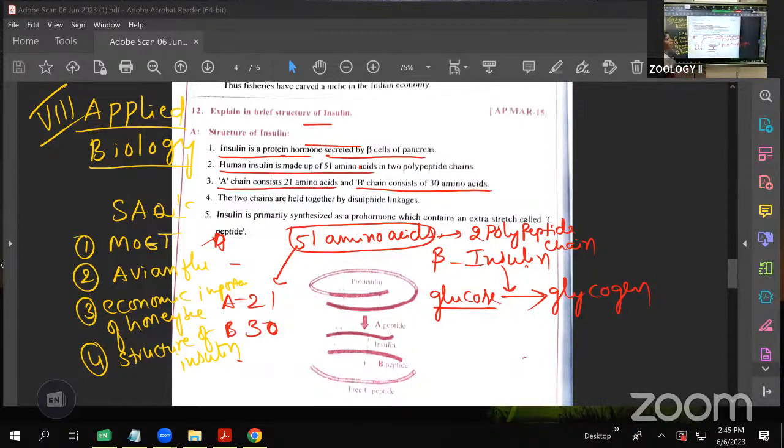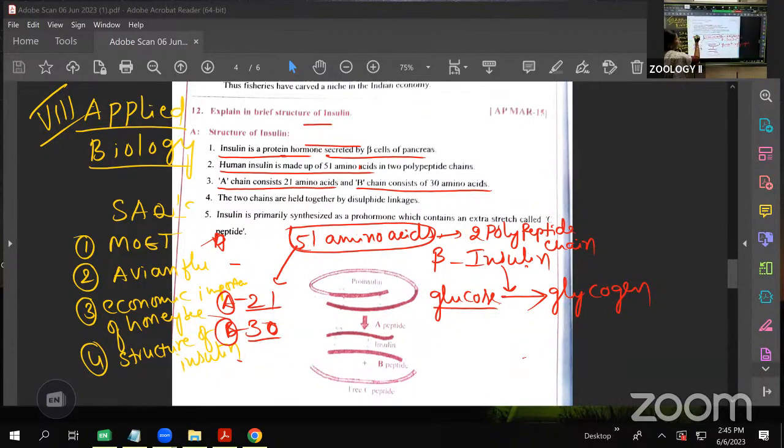Like this, in total, 51 amino acids are arranged in two polypeptide chains: the A polypeptide chain and the B polypeptide chain. A polypeptide chain means amino acids gathering to form a chain, which we call a polypeptide. The A polypeptide chain has 21 amino acids. The B polypeptide chain has 30 amino acids. In total, 51 amino acids are present in insulin.